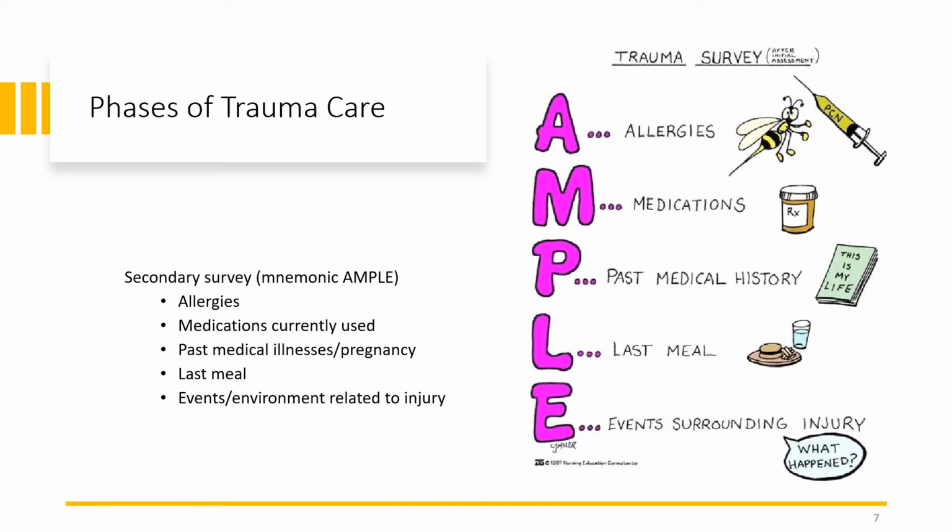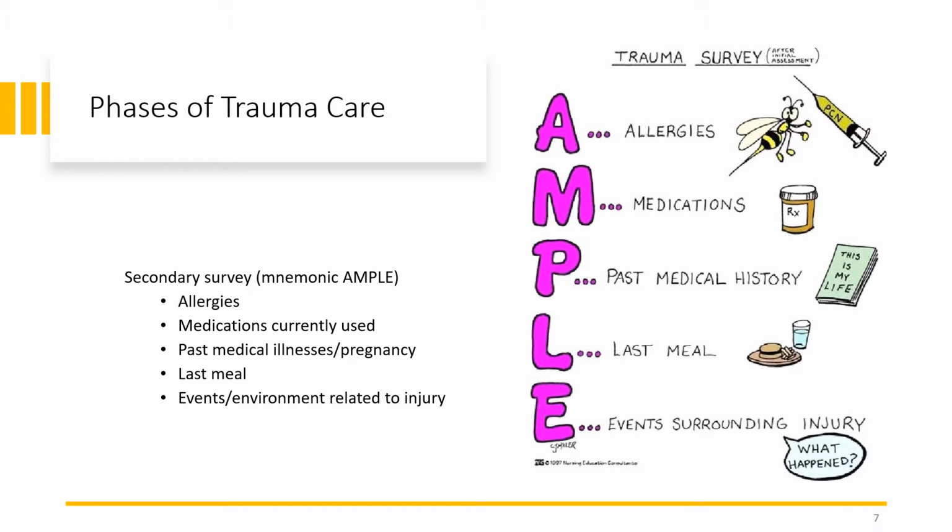Then you get to secondary survey, and we use the mnemonic AMPLE for allergies, medications, past medical illness, and pregnancy, if appropriate. And then the last meal, and the events or the environment related to the injury. So we're trying to get more detail here. Now, this is not always possible. The secondary survey sometimes is fairly limited because of the patient's decreased level of consciousness or disability as we look to the primary survey, the D in A, B, C, D, E. But we want to get as much as we can.